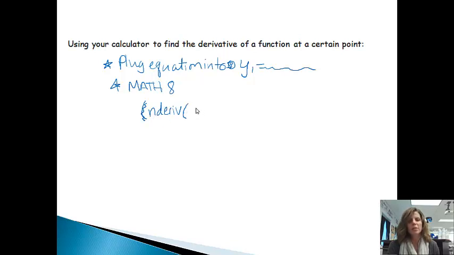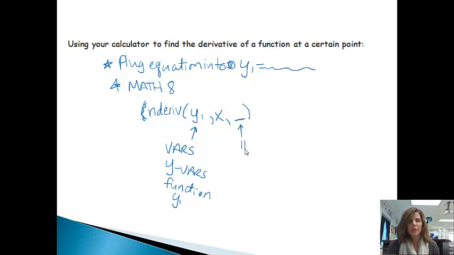What we want to do is say, what do we want it to take the derivative of? So we actually are going to put y1 there, and if you recall, to get y1, we're going to go to VARS, and then we'll pick Y-VARS, and then we'll pick Function, and then y1 is sitting there waiting for us. Okay, after we do that, we'll press comma, and then we need to say, what are we taking the derivative with respect to? Well, usually our independent variable is going to be x, so we'll take the derivative with respect to x, and then we just need to say, where do we want it to find the derivative at? So I'm just going to put a blank there, you're going to fill in the number where you want to take the derivative at.